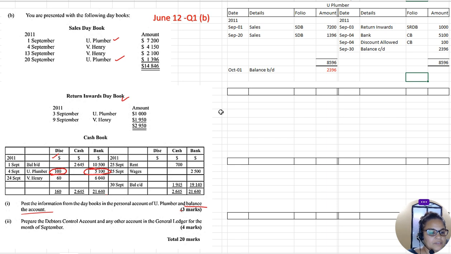Now, in the interest of time, let us look at the other account. Prepare the debtors control account and any other account in the general ledger for the month of September. So it's 2 accounts they want you to prepare here. A debtors control account and any other one that you choose to prepare. Right? So how do you start with the debtors control account? You head it up.